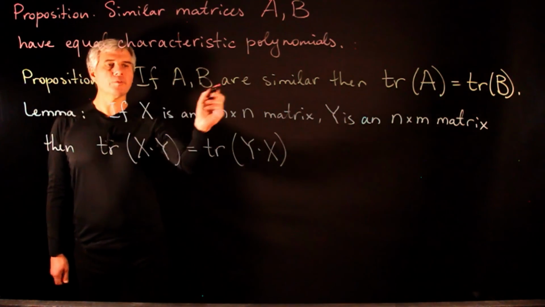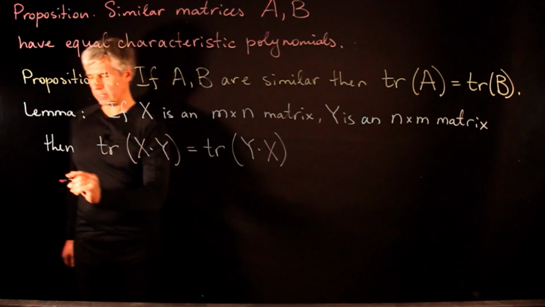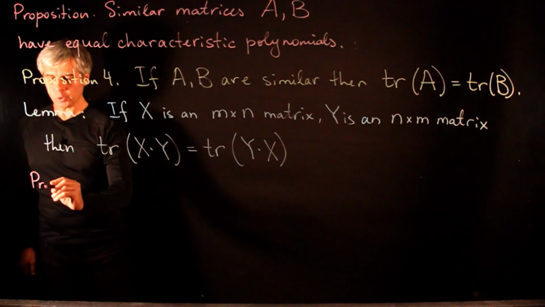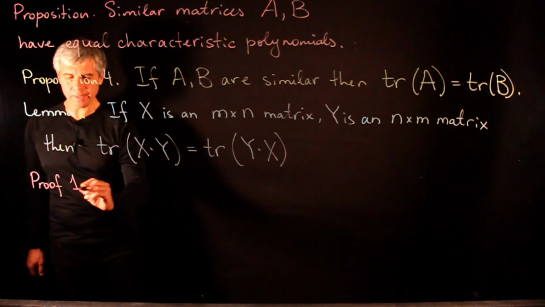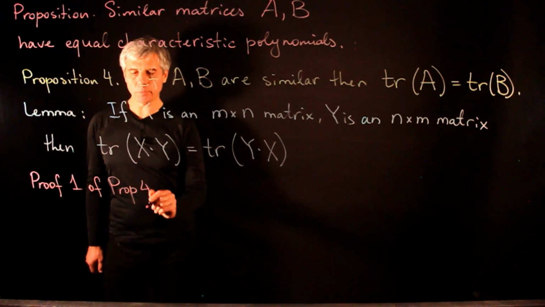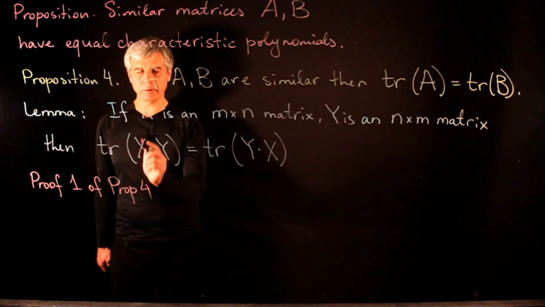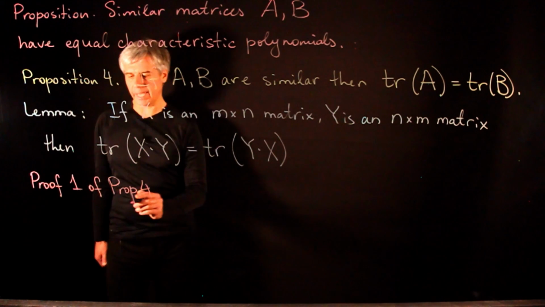Now we can prove proposition 4, that similar matrices have equal traces. So this is proof 1 of proposition 4. The first proof is based on this property of the trace: the trace of XY is equal to the trace of YX.